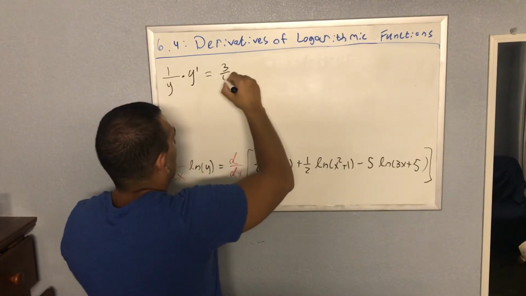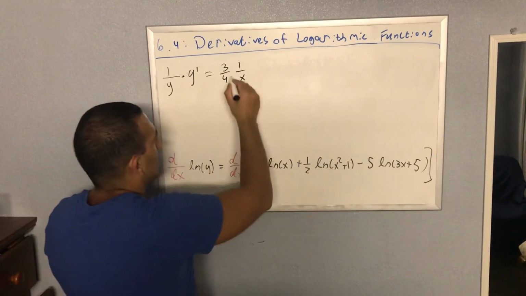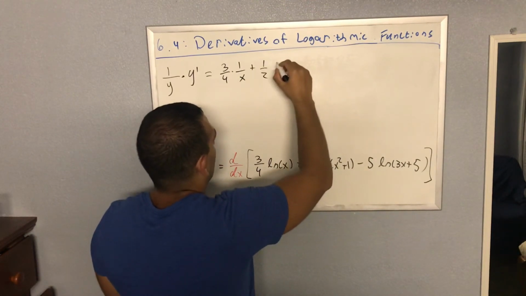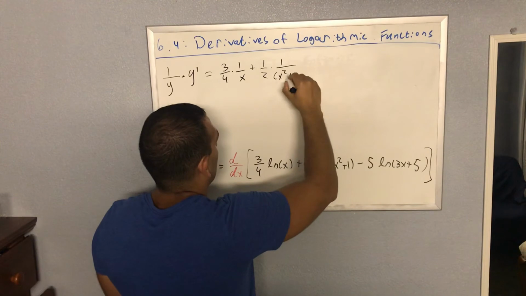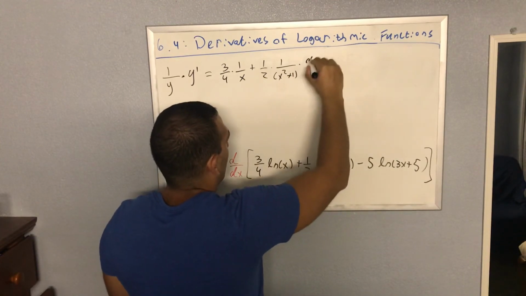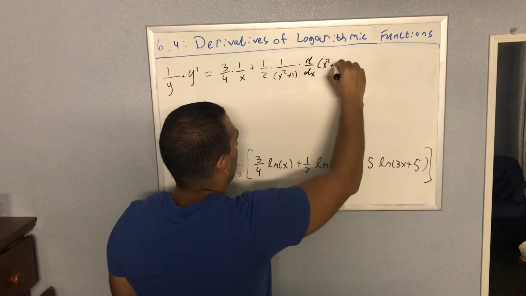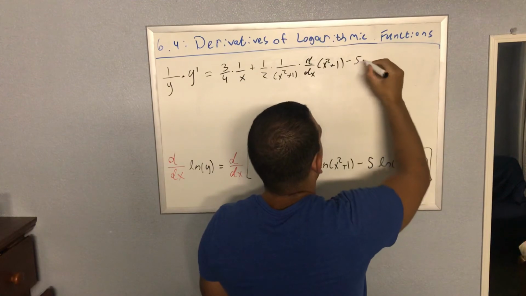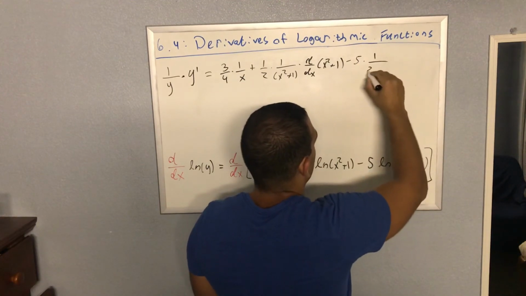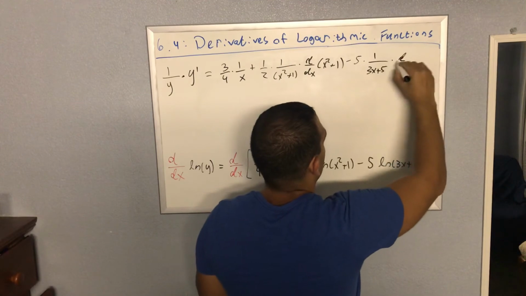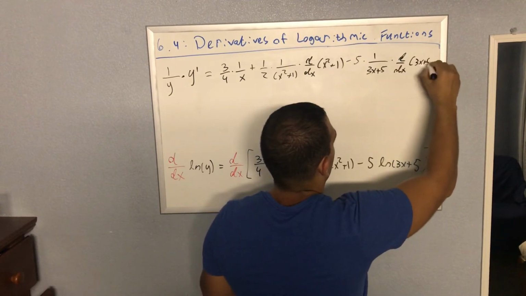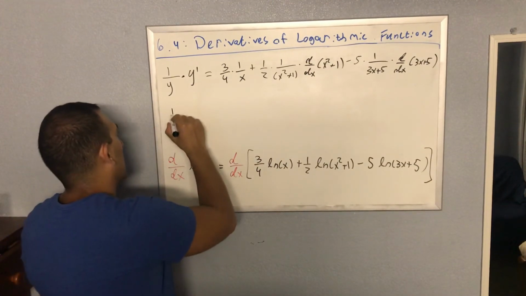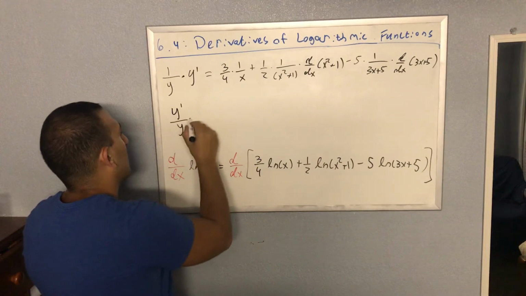So this is 3/4 times 1 over x, derivative of that, plus 1/2 again, times 1 over x squared plus 1, but you have to multiply by the derivative of that because of the chain rule. And then minus 5 times 1 over this guy times now the derivative of that. Okay? So then again, you can write this as y prime over y if you'd like.